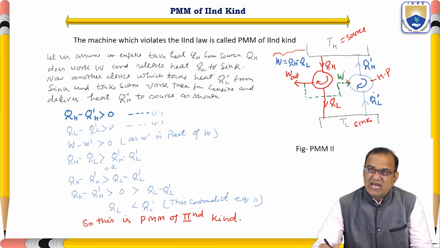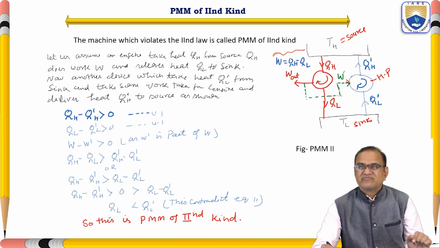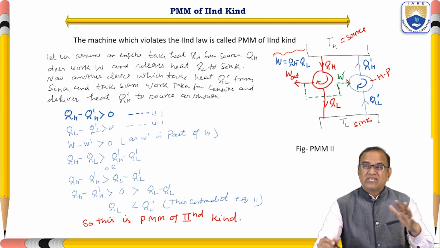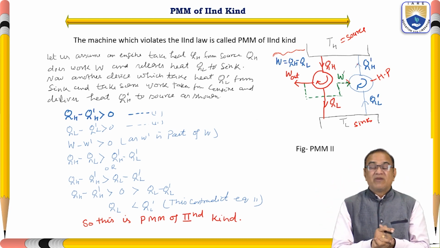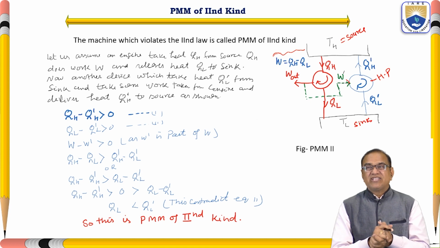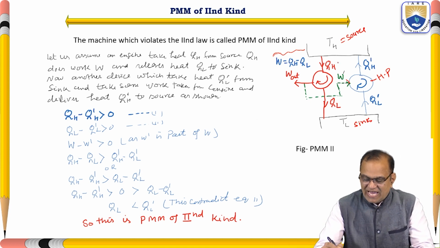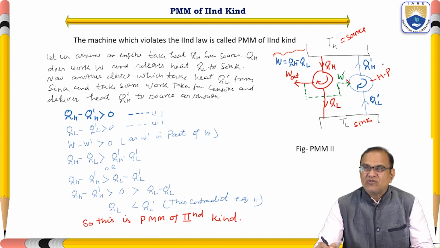So Q prime L and Q prime H it is releasing from here. Whether it is possible or not, that we have to see. As per looking, it is looking like yes, it is possible. But in fact, it is violating the second law of thermodynamics. So we will see here that QH minus Q prime H is greater than 0. Then only it is possible.